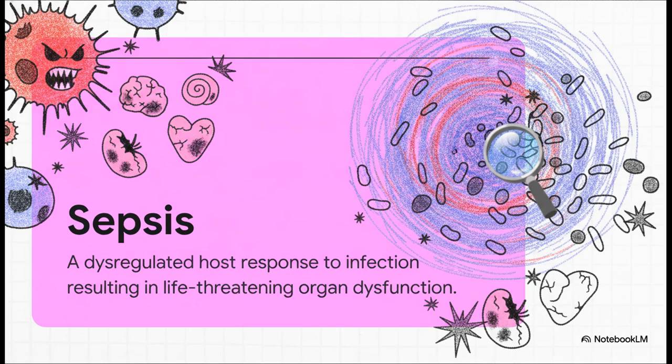Similarly, sepsis isn't just a really bad infection. It's actually a scenario where the host's own immune response goes completely off the rails. So instead of just fighting the invading bug, the immune system turns its devastating arsenal on the body's own tissues. It's essentially friendly fire, leading to life-threatening organ dysfunction.